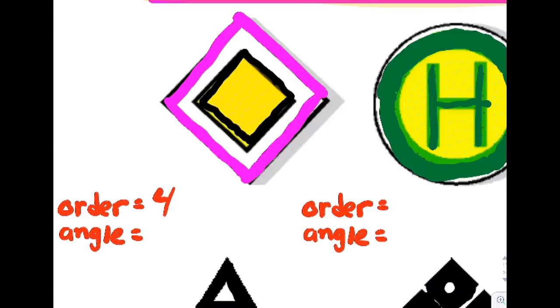Now how do you find out the angle of rotation if it's not always an easy one? You always start with 360 and then you divide it by the order. So 360 divided by 4 is 90. So the angle is 90. It's always 360 divided by the order is your angle of rotation.